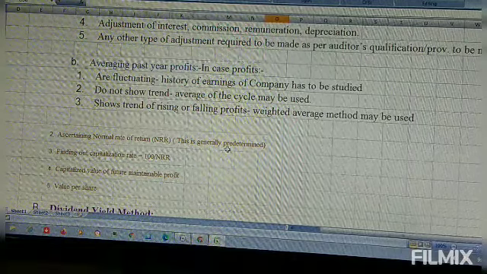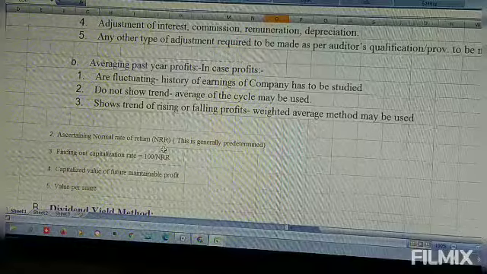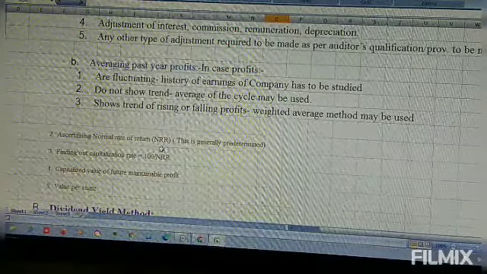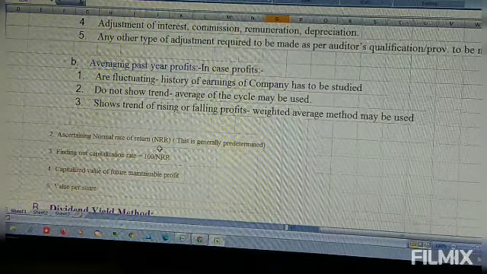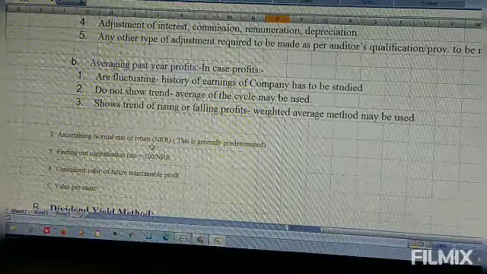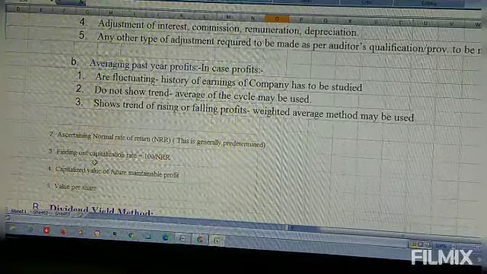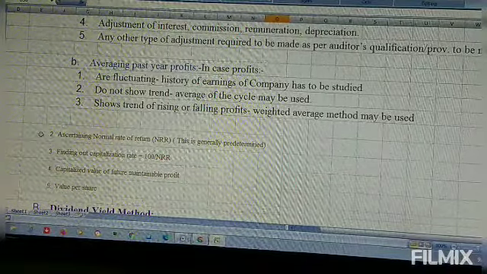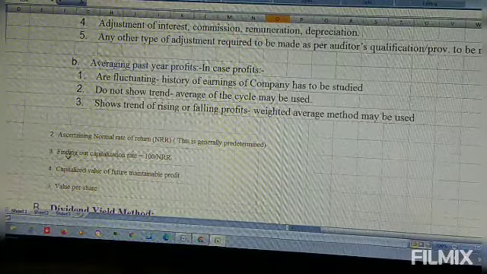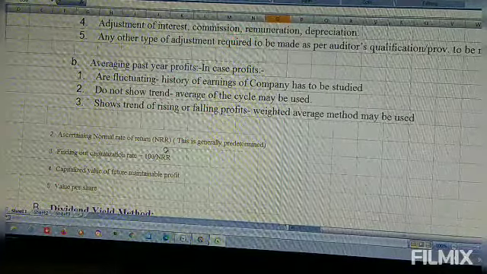This is generally predetermined. We have to ascertain the normal rate of return. If a profit is given, and you know the total investment, then you can find it out. Take for example 20,000 is the profit. Then 1 lakh is the investment. Then what is the rate of return? 20% is the rate of return. Like this we can find out. So for 1 lakh it is 20,000. Therefore for 100, what is the return? So you can find out like this also. Or sometimes they give it directly in the problem.